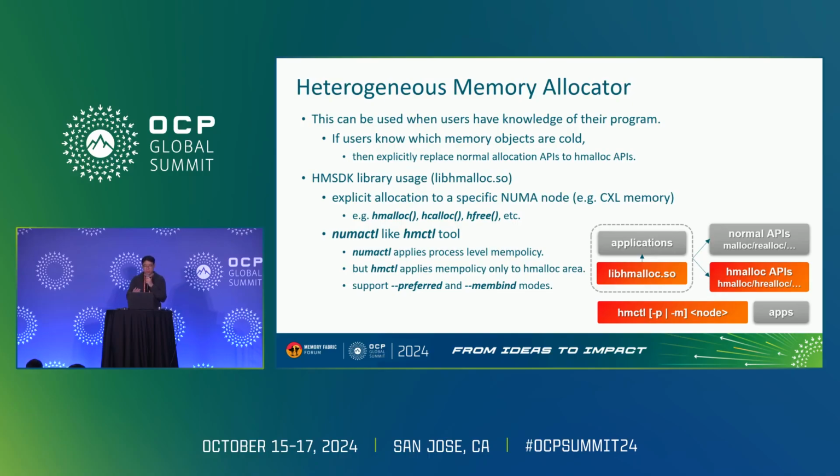We also provide a tool which is similar to numactl, called hmctl. numactl applies the memory policy globally at the process level, but on the other hand, hmctl applies the memory policy only to the hmalloc area. It currently supports --preferred and --membind options.